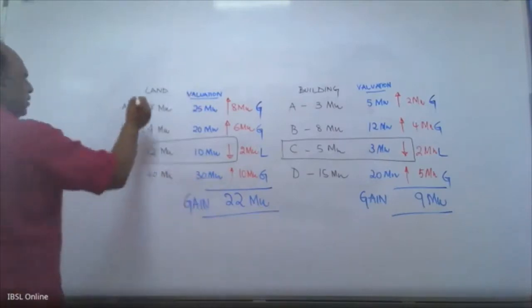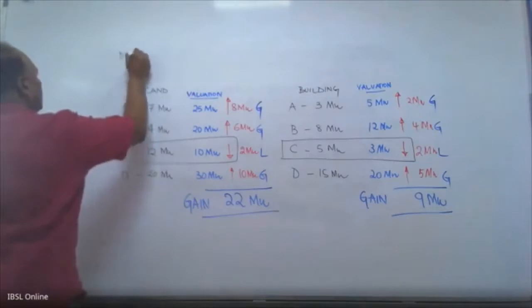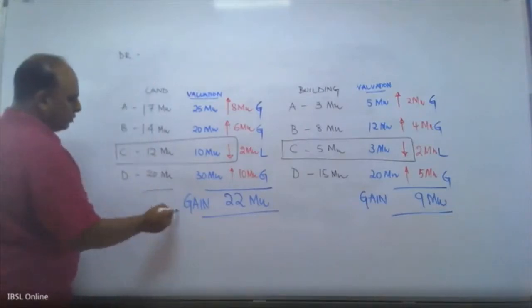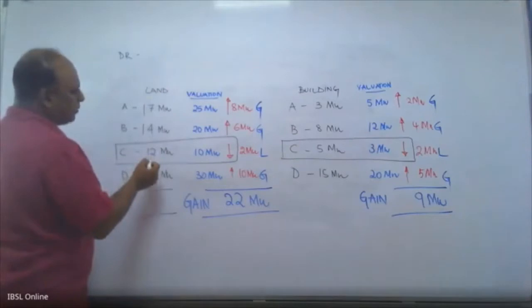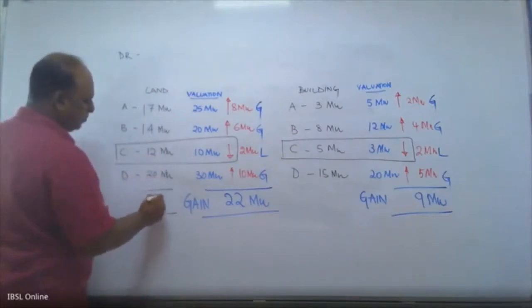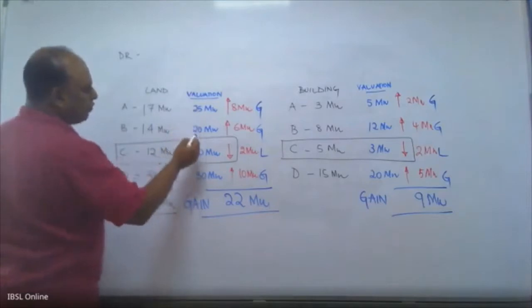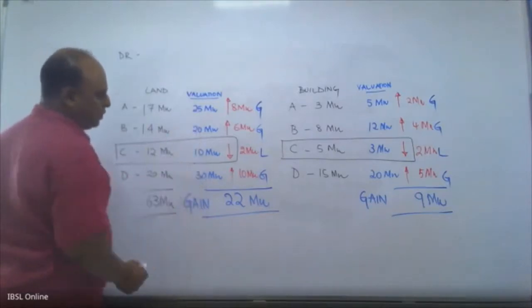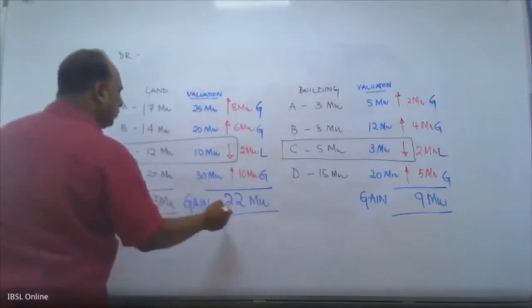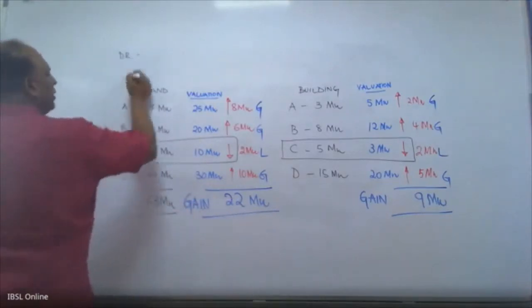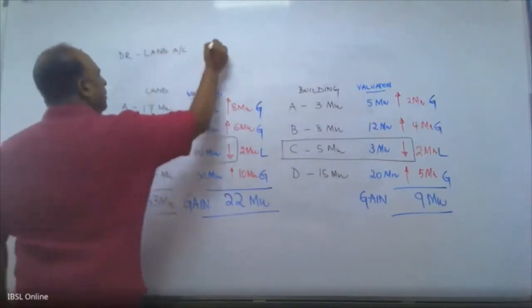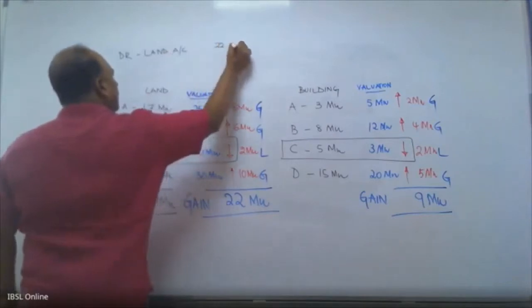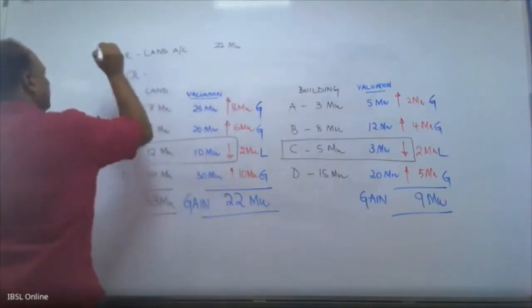Your land value initially was 17, 14, that is 31, 43, 63. But now what is the value? 45, 55, 85. So the value has gone up by 22 million. So what do you do? You will debit your land account by 22 million and you will credit. That is the important part of it.